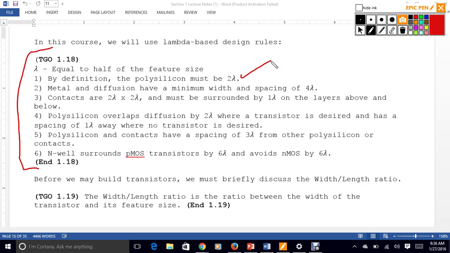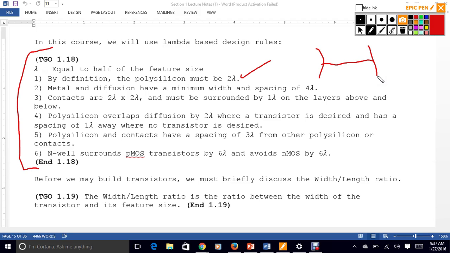So rule two, metal and diffusion must have a minimum width and spacing of 4 lambda. That means there must be 4 lambda between any two metals in your circuit. And so you have 2 lambda, and then you have your gate and your drain, and they're separating your pull-up and pull-down networks. Anytime you have a contact, you have to make sure that these sizes are separate and away from each other, right?